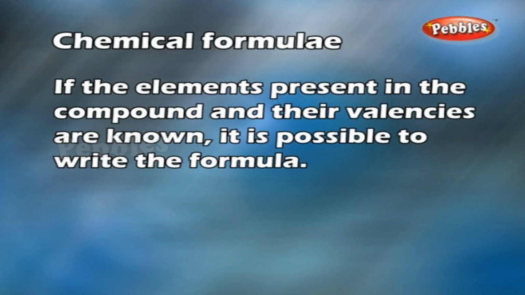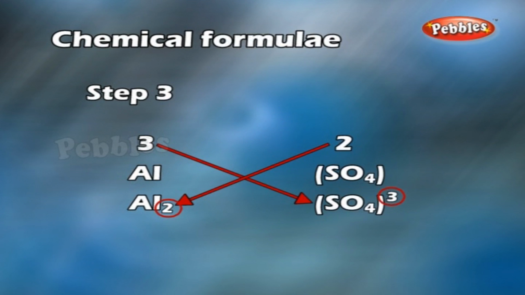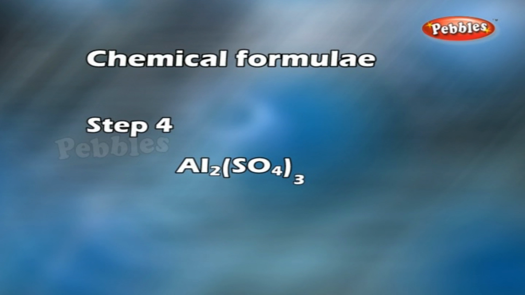If the elements present in the compound and their valencies are known, it is possible to write the formula. Step 1. Write the symbols of the elements or ions that combine. Step 2. Write their valencies on the top right-hand side of the symbols. Step 3. Interchange valencies and write the numbers as subscripts. Step 4. If the valencies are divisible, the simplest whole numbers are given in the formula.